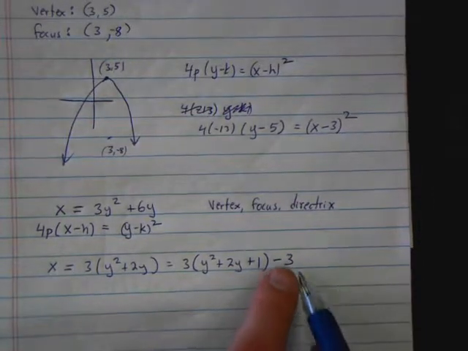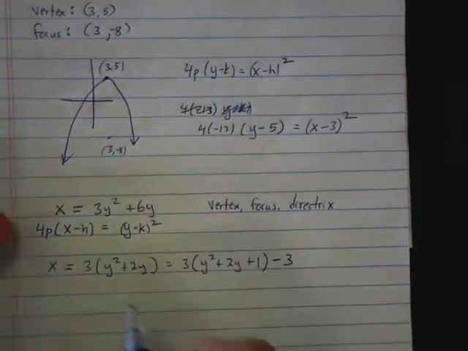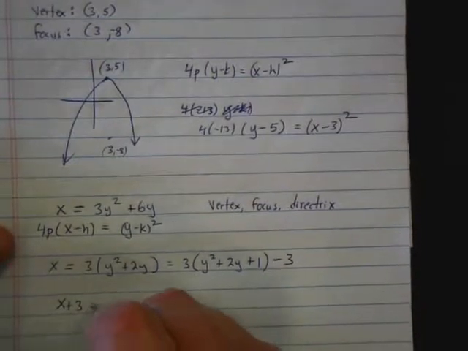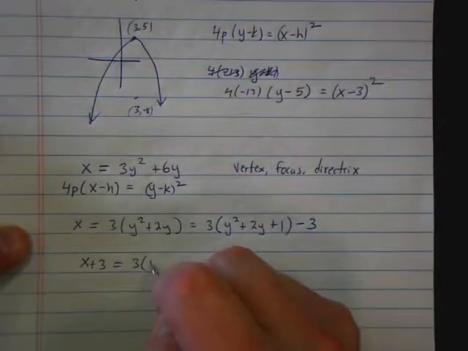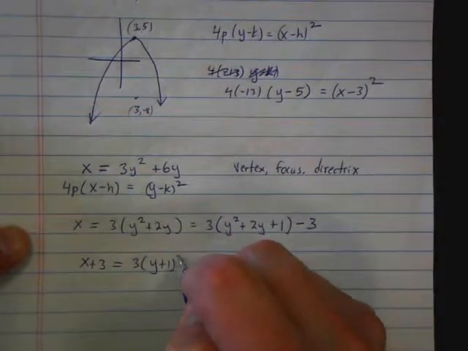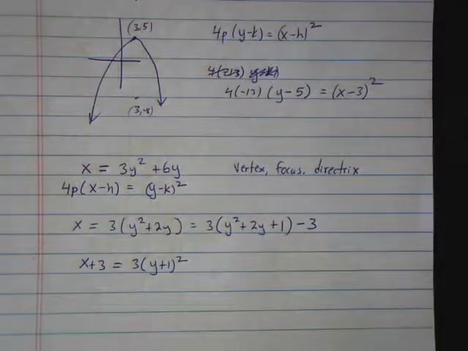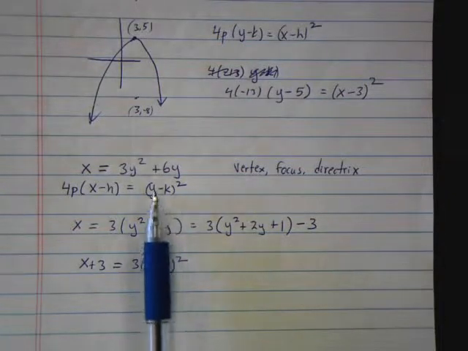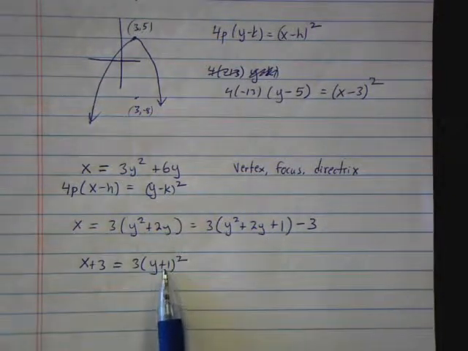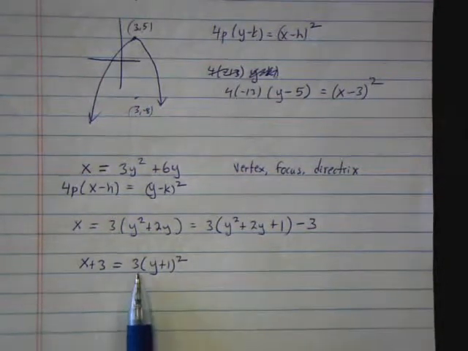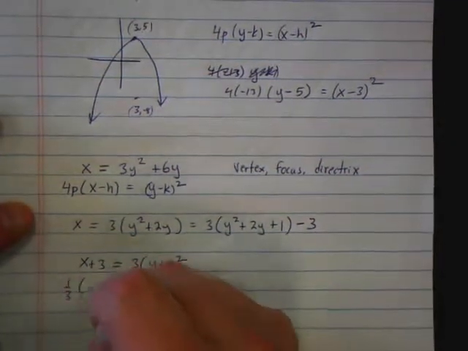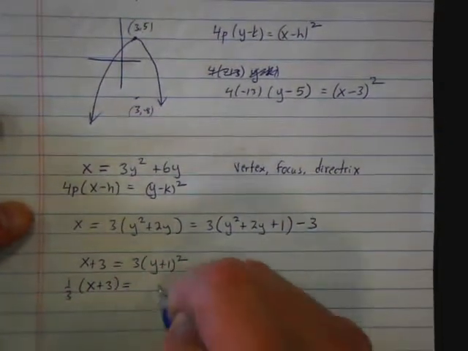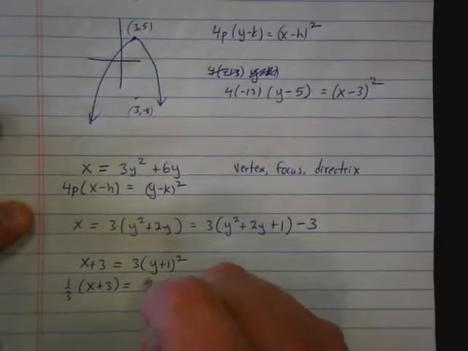Okay, I'm going to take this 3 and move it over here. So that's going to be x plus 3 equals 3 times y plus 1 squared. All right, so I'm getting closer. I needed a y minus k squared. I have a y minus a negative 1 squared. That's okay. What am I going to do with that 3? Move it over. So that's 1/3 times x plus 3 equals y plus 1 squared.